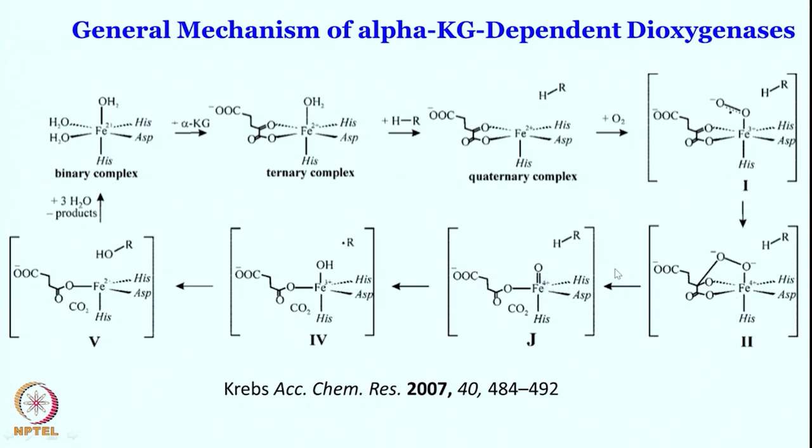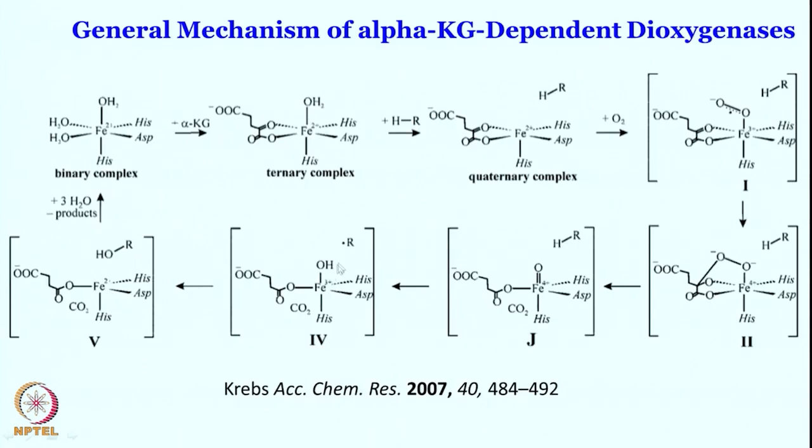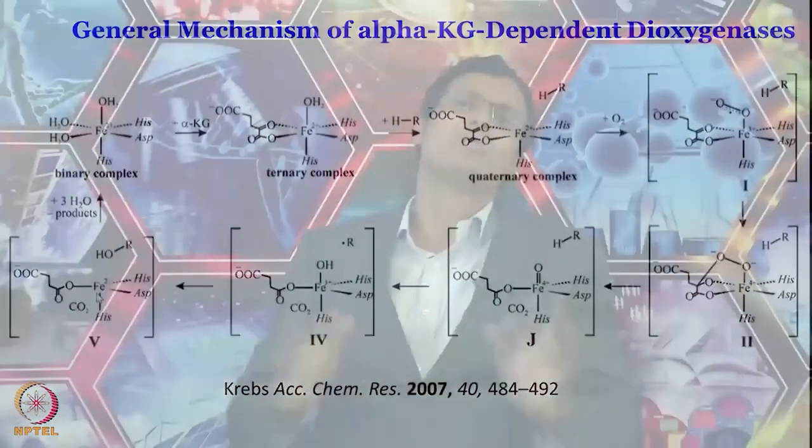One way to do it is to think of it as a radical mechanism, then things become much clearer to understand. So it will abstract a hydrogen atom from here. So R dot remains, the hydrogen atom comes in. So that leads to the oxygen-oxygen bond cleavage, iron 3 hydroxo, and then OH and R dot combine to give you R dot, iron 3 hydroxo and hydroxo radical transfer, and iron 2 reforms. So this is how things are happening.